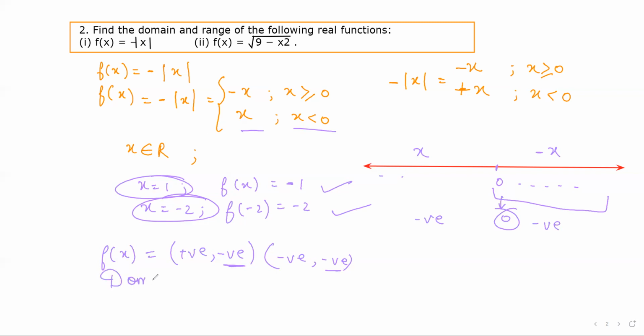So the domain of f of x can be anything. Let's say anything means it belongs to R, the real numbers. The range of f of x would be 0 or anything left of that, because ultimately what you're getting is a negative value. On the number line, this negative value is on the left hand side. So you're getting anything from minus infinity to 0, including the value of 0, and here you'll place a round bracket since it is minus infinity.